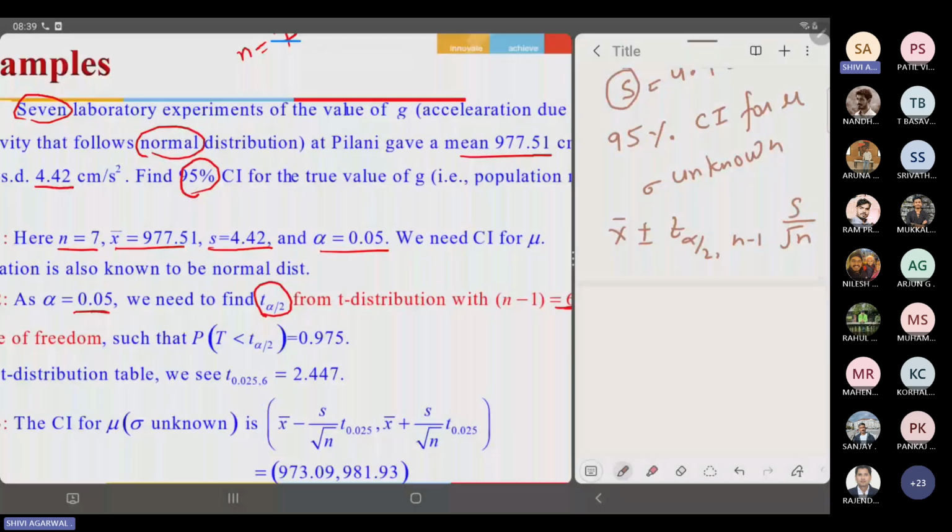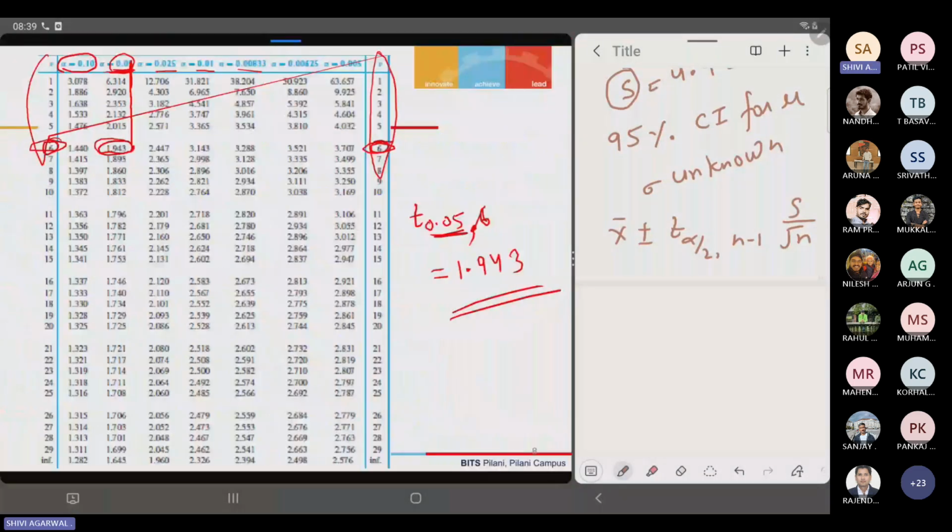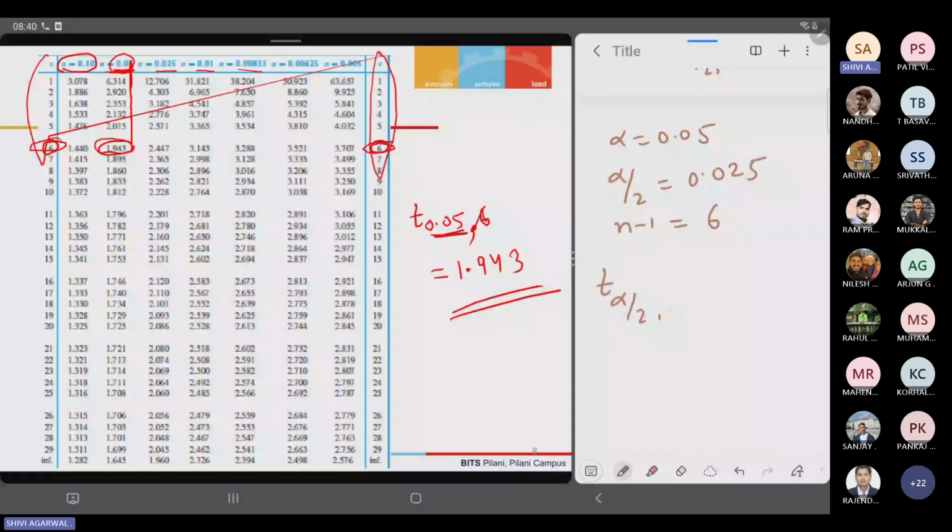freedom. So if we go back to the table, alpha is equal to 0.05, so alpha by 2 is equal to 0.025, correct? And n minus 1 is equal to 6, the 6 degrees of freedom. So we have to find t alpha by 2 with 6 degrees of freedom. So here 6 degrees of freedom is this, and alpha is 0.025.